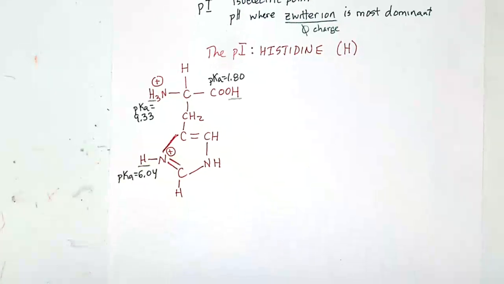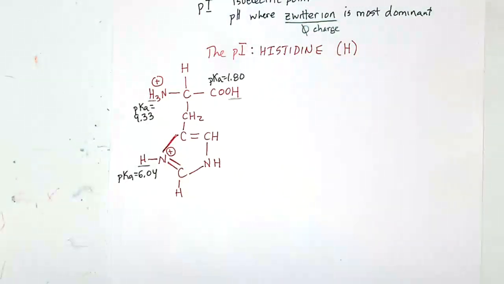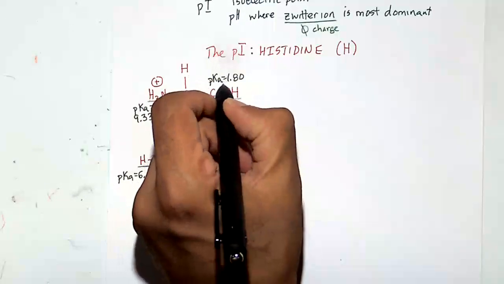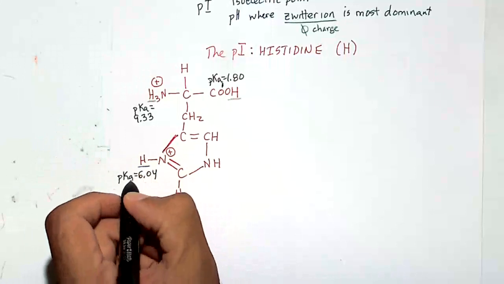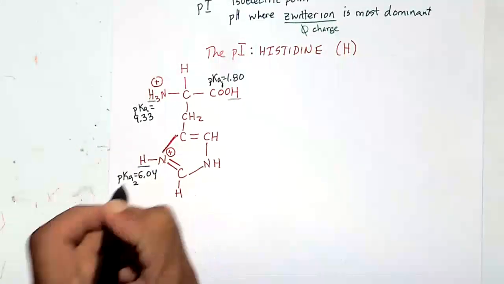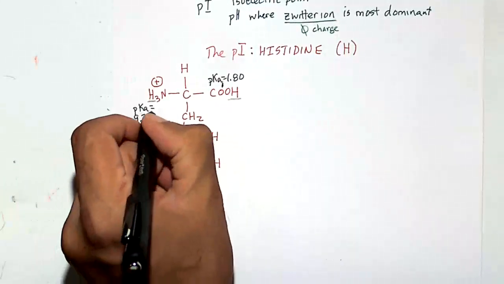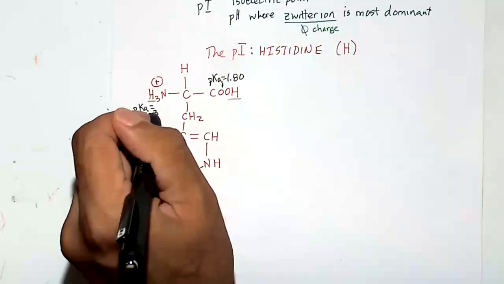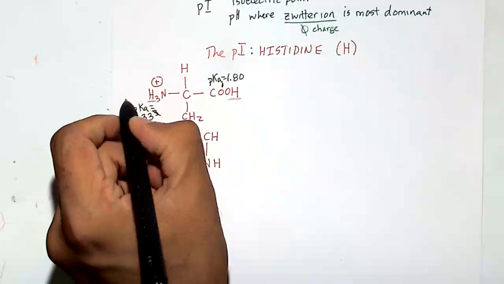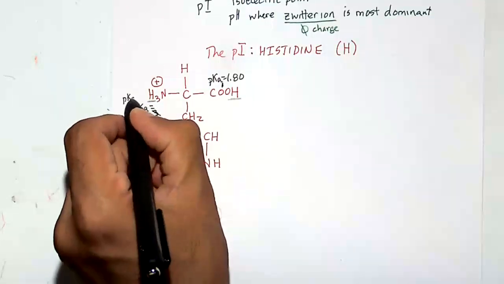So here we have histidine. In your flashcards, make sure it's totally protonated. Everything is protonated as it should be. And I'm going to call this the 1.80. I'm going to call that pKa1. I'm going to call the 6.04 pKa2, and I'm going to call this alpha amino group at 9.33 pKa3.